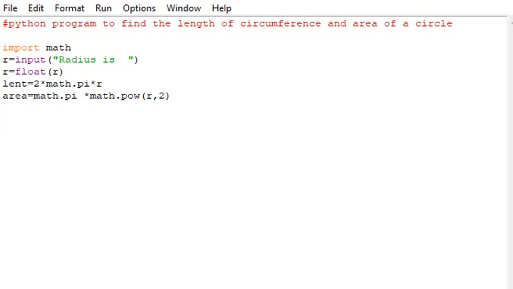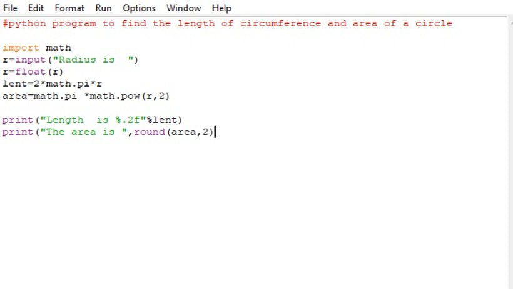Now what we need to do is to print out our length and our area. We convert the length to 2 decimal places. Then we print also our area. I can use the round function to convert it also to 2 decimal places.